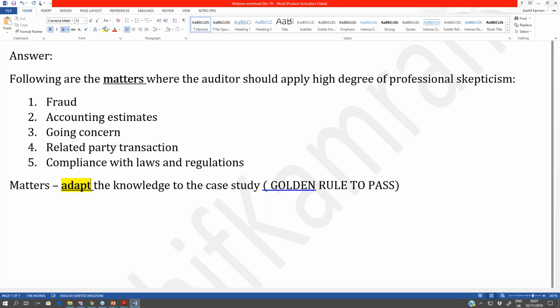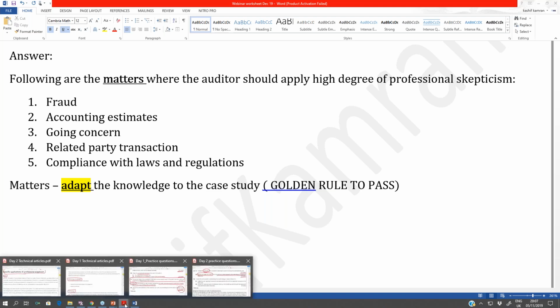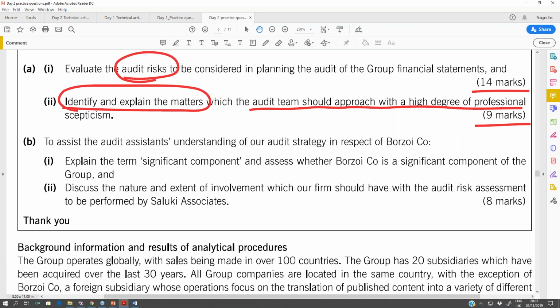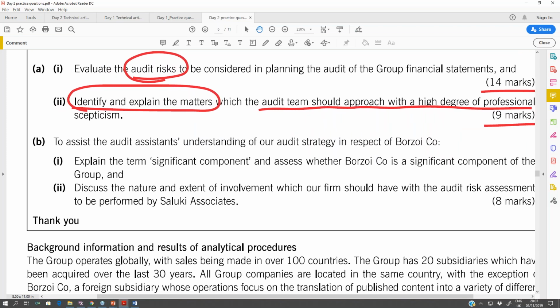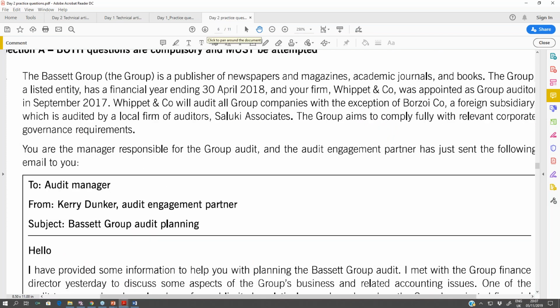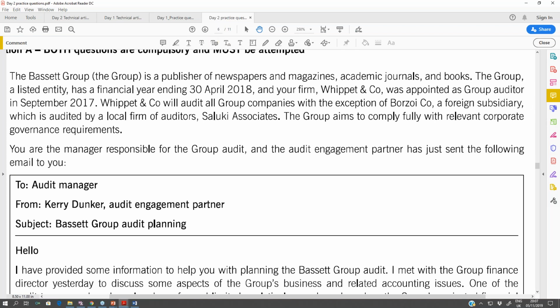Now let's see, fraud, accounting estimates, going concern, related party transactions, and compliance with laws and regulations are the areas where I have to be skeptical. But can I get something out of the case study? Can I get the matters out of the case study? That would be wonderful. Now, obviously, in the exam, you will be reading question number one in full because you need to read the whole question. Now, when you're reading the whole question in the exam, right from the start to the end, you might be finding some areas where you believe I need to be more skeptical. And those areas will become more important because you're finding those areas from the case study, right? Let's see, are there any areas where I need to be more skeptical?